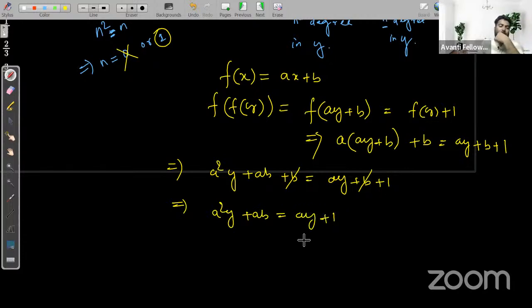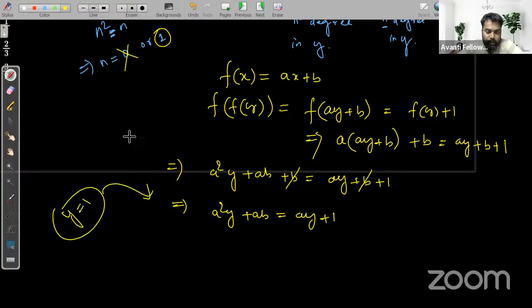Now, if you take y is equal to 1 on both sides, what are we left with? We are left with a square plus ab is equal to a plus 1, right? a plus 1 you are having.